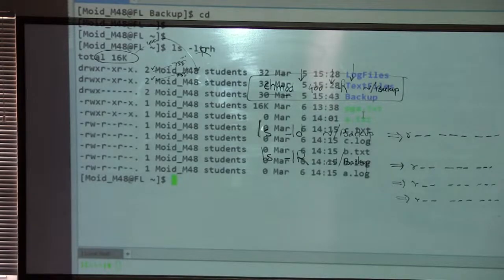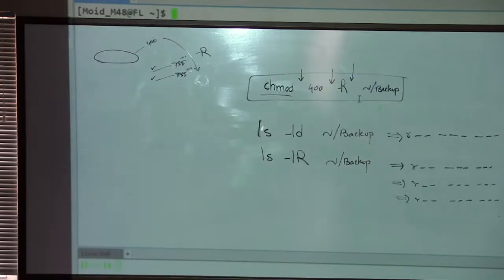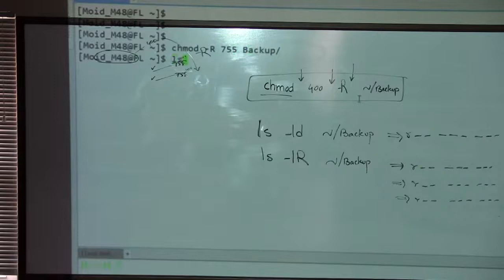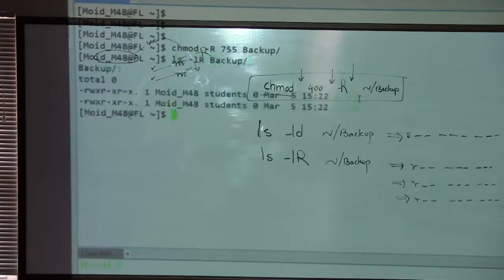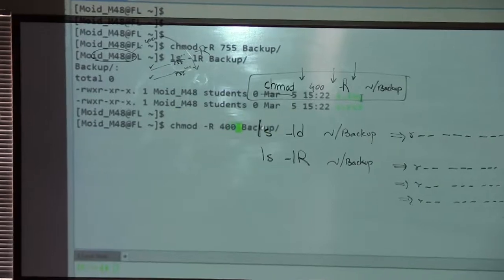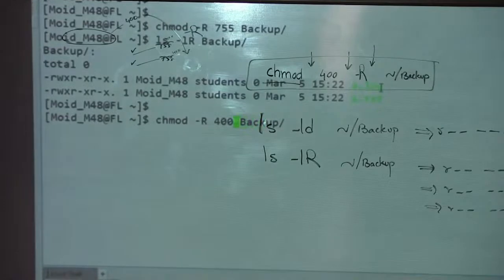So how about if I say, let's revert these permissions back. So chmod -R 755 to backup. Okay. Now everything has been reverted. So if I do ls -lR backup, the permissions and everything have been reverted. So this time, how I'm going to make the changes is -R 400 to what you have inside the backup.